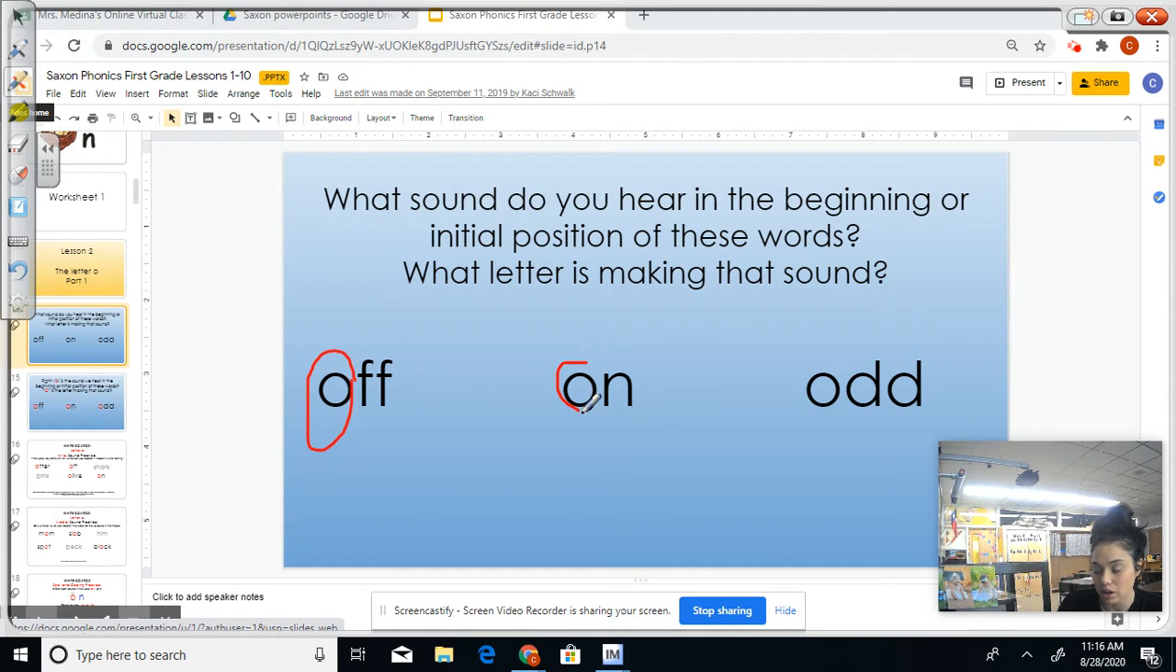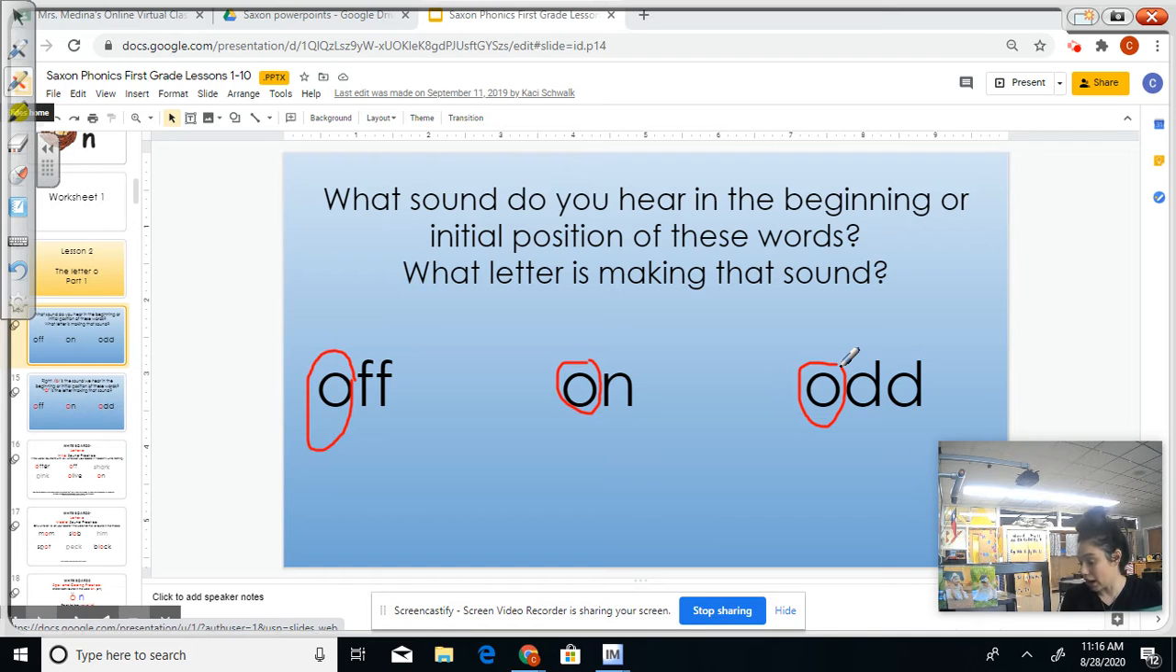It's the letter O. I am circling the letter O because it says ah in each of these words. Okay? If we look at our handwriting alphabet strip, right here, the letter O is in red. So does that mean it's a vowel or does that mean it is a consonant? That is right. You are right. It is a vowel. Okay?